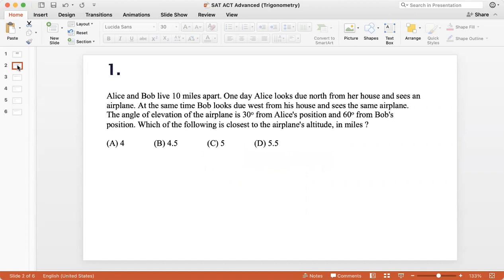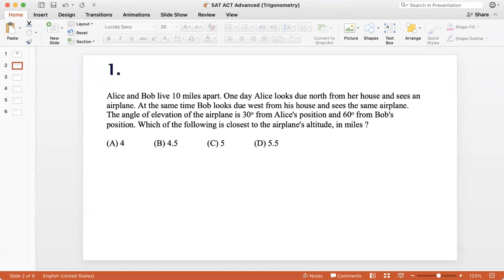Question 1. Alice and Bob live 10 miles apart. One day, Alice looks north from her house and sees an airplane. At the same time, Bob looks due west from his house and sees the same airplane. The angle of elevation of the airplane is 30 degrees from Alice's position and 60 degrees from Bob's position. Which of the following is closest to the airplane's altitude in miles?